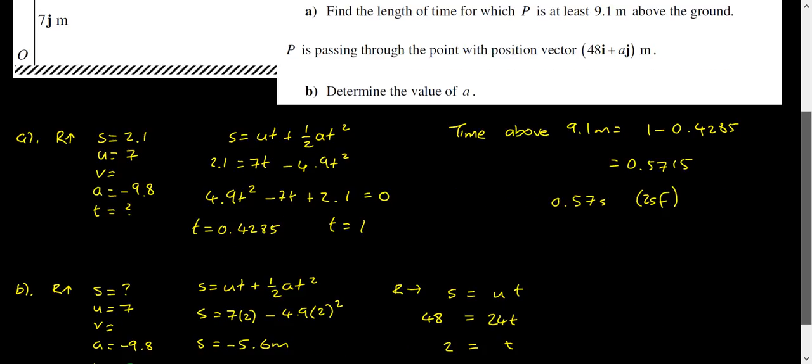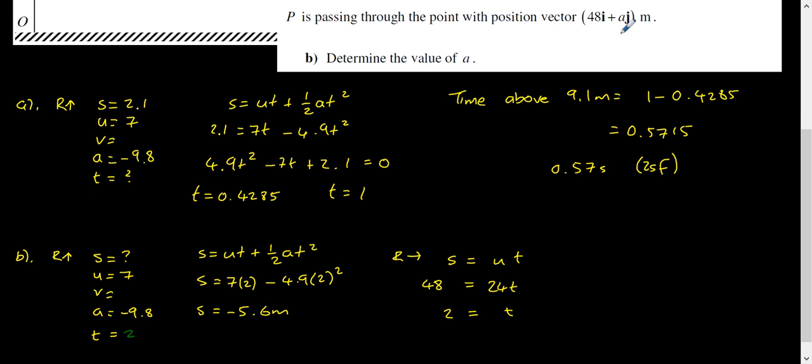So if we're trying to find out how high above the ground this is, which is what this is, this J component is the height above ground, because this is relative to O, then A is given by the 7 meters where it starts above ground, minus 5.6, which is 1.4. So the position vector of the particle at this point is actually 48i plus 1.4j meters. Now that's it. The calculations are the same, but the vectors simplify velocity.